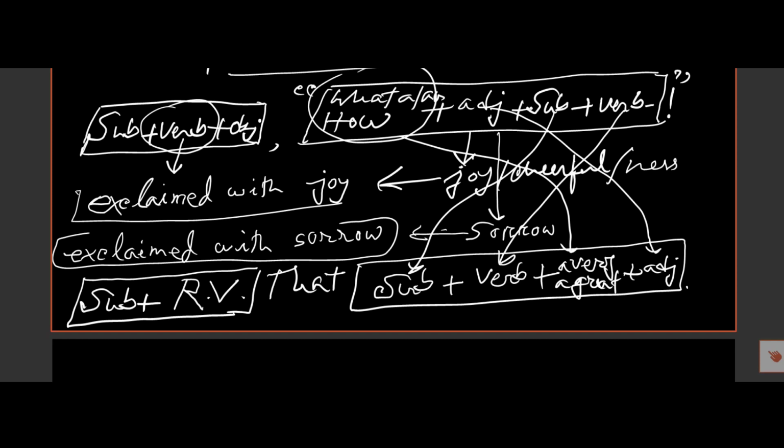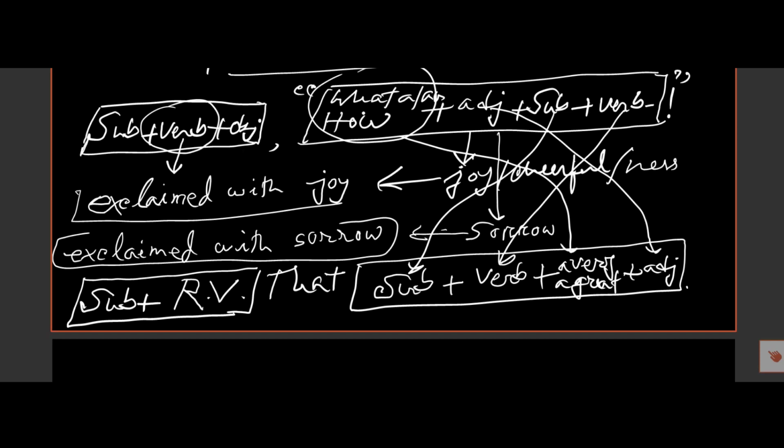One of the rules here, I repeat: if the reported speech in direct speech is an exclamatory sentence, beginning with what, a or an, or how, then adjective, then subject, then verb, and it expresses joy or cheerfulness, then the reporting verb said to will be changed into exclaimed with joy. But if the reported speech expresses sorrow, then said to will be changed into exclaimed with sorrow.